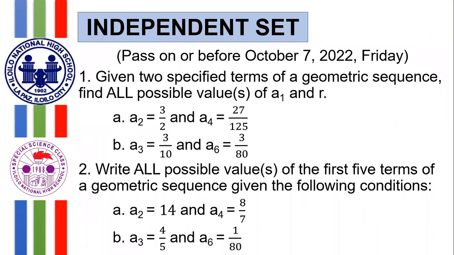And with that, I give you this independent set, which should be written on a piece of paper, or you could also do this in your notebook. Please have this done and pass it via private message to my account on or before October 7, 2022, Friday. So here are these, I just give you these 1 and 2, and each has A and B.